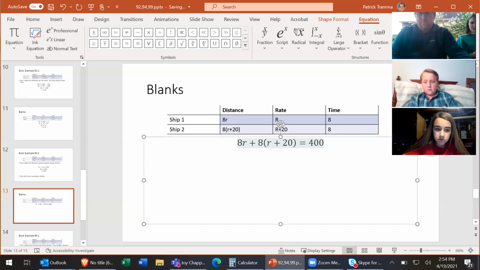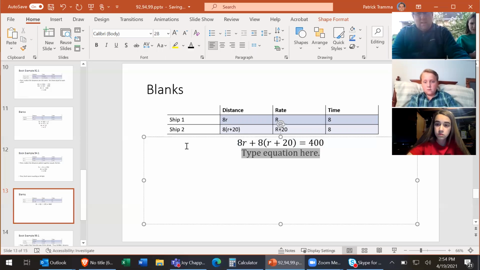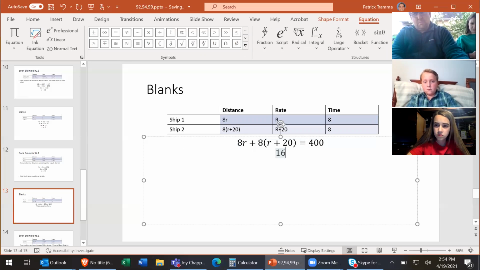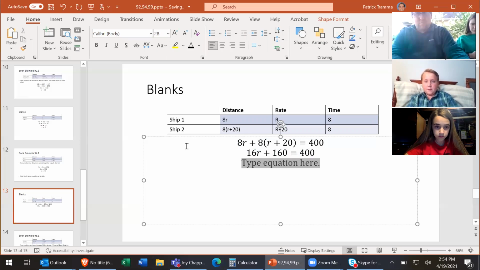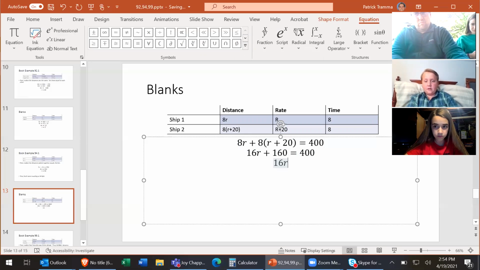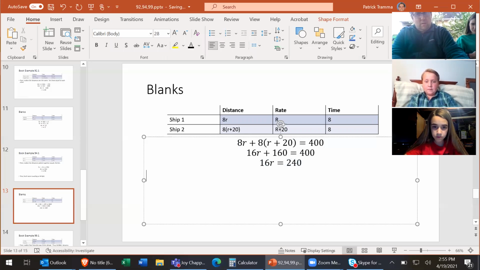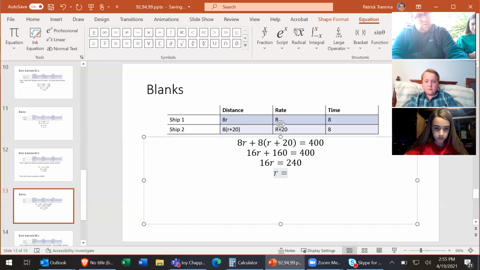Okay, good. So now let's do this. 16R plus 160, right, Mark? Then what? Subtract 160 from both sides. Equals 240. And R equals 15.